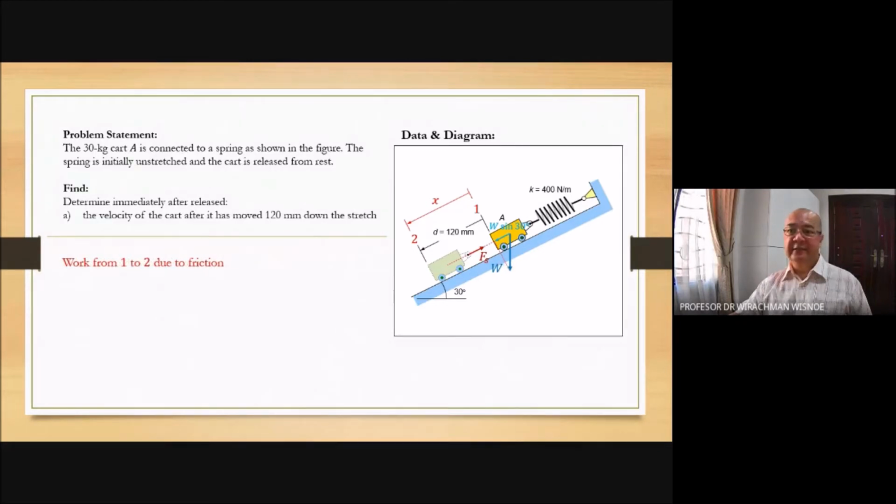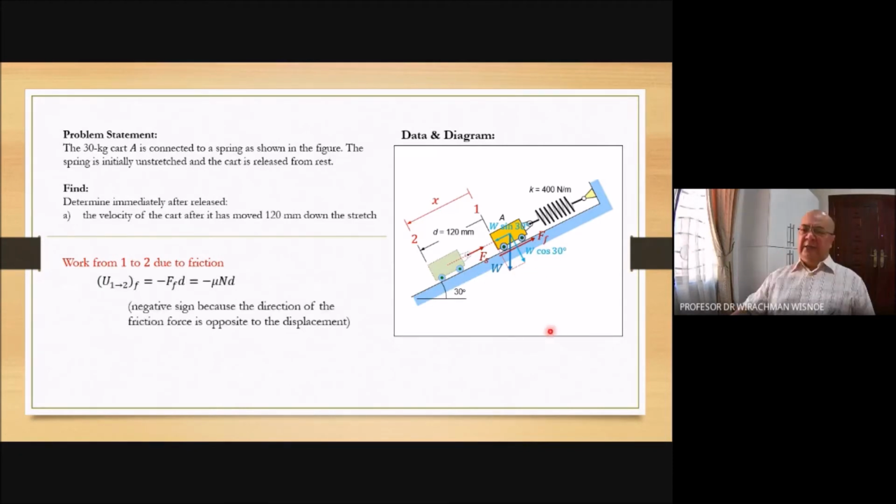Friction is there. I forgot to put it, but in the problem there is a friction coefficient of 0.2. To calculate the friction, you need to calculate the normal force perpendicular to the floor. The friction is directed upward. Friction is always opposed to the direction of motion. If the motion is downward, friction is upward. And the friction depends on the normal. The normal, in this case, is equal to the weight component in the direction perpendicular to the floor. So W cos 30. I didn't draw completely every free body diagram.